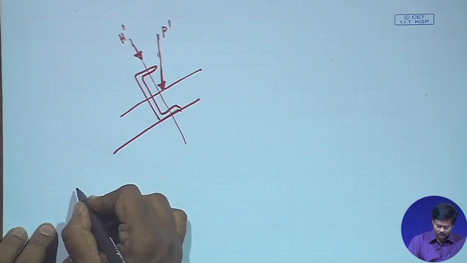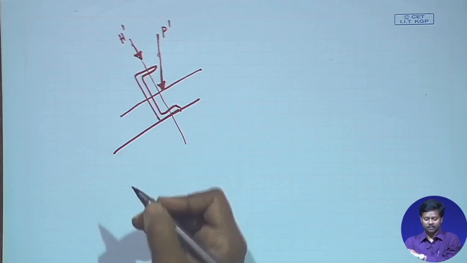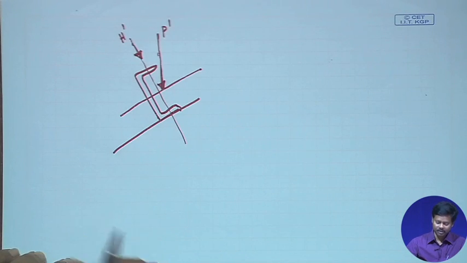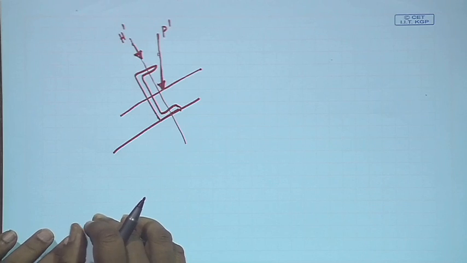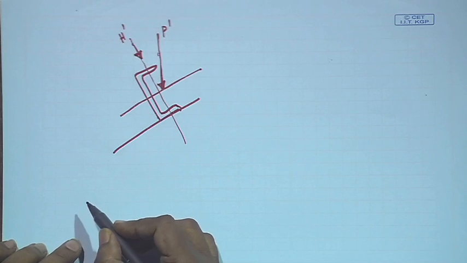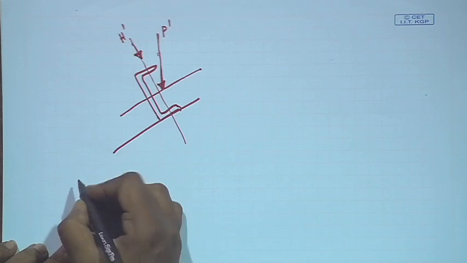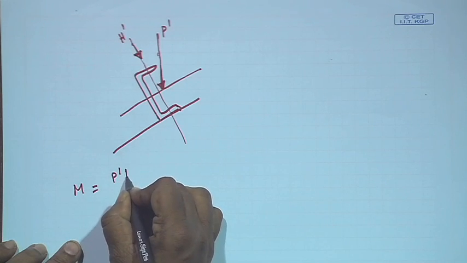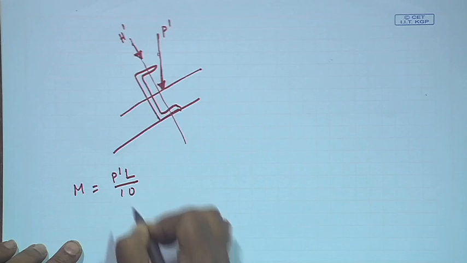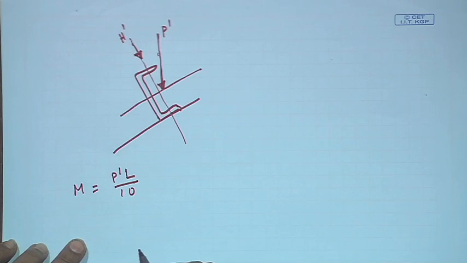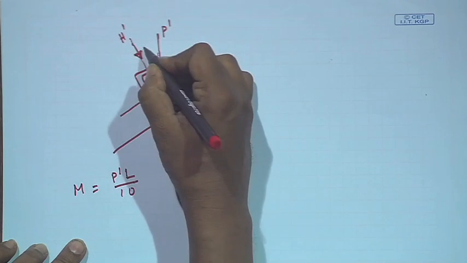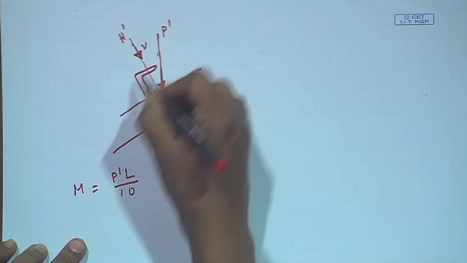So, the codal provision says that we should design the purlin as a continuous beam, because purlins are connected to the truss members at different places and it is assumed as a continuous beam. So, the moment can be calculated as P dash L by 10, where P dash is the gravity load acting along the VV direction. VV means this is the VV, right, and this is UU.